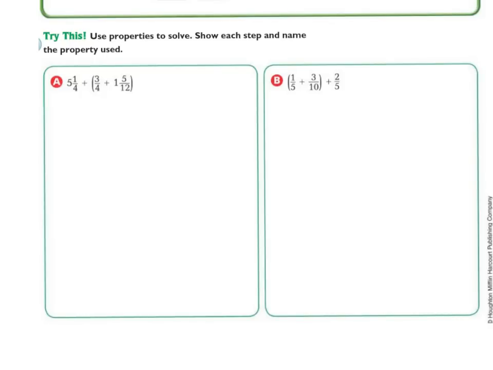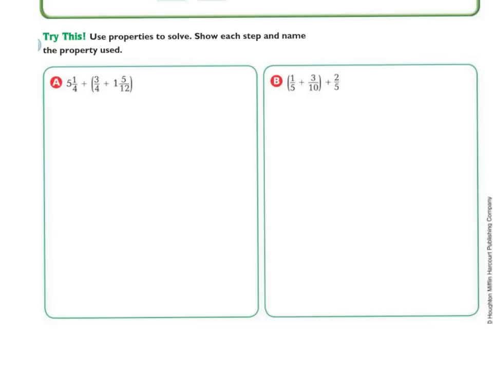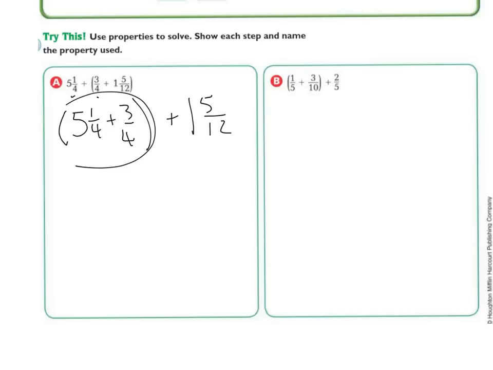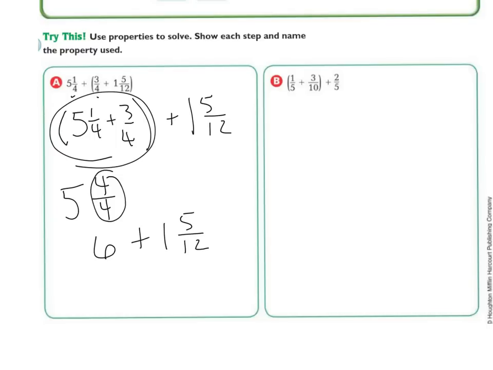So on this next one, if I use the associative property, I won't have to change all of the bottom numbers. It just makes it a little bit easier. So if I switch this to be 5 1/4 plus 3/4, okay, and then I put my 1 5/12 off to the side here, I'm going to do this part first, remember? So I'm going to have 5 4/4, also known as 6, right? Because 4/4 is a whole number. So this would be 6 plus 1 5/12. Well, that's kind of nice because 6 plus 1 is 7, and then I have my 5/12. So the answer is 7 5/12.